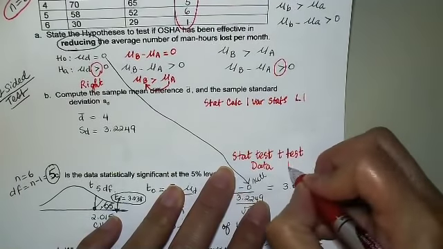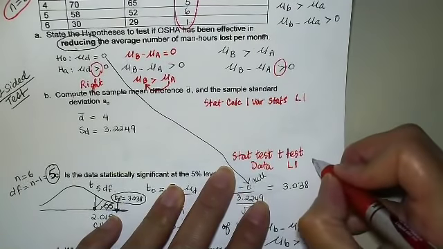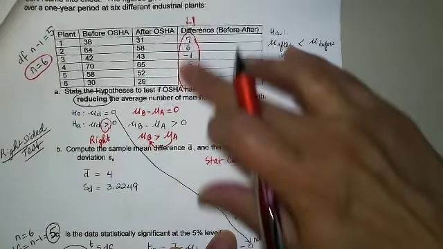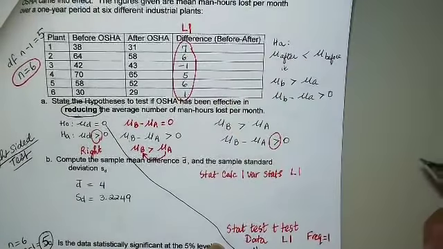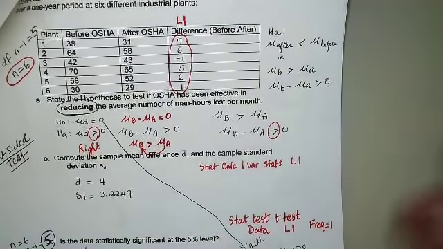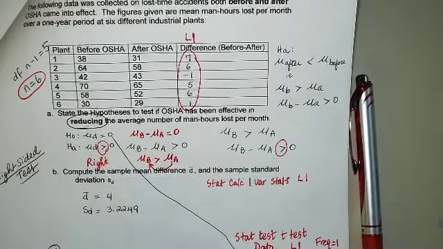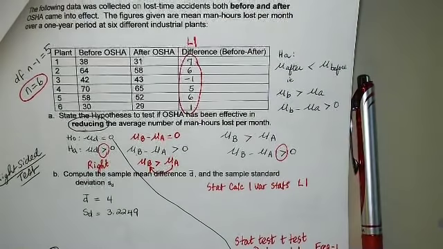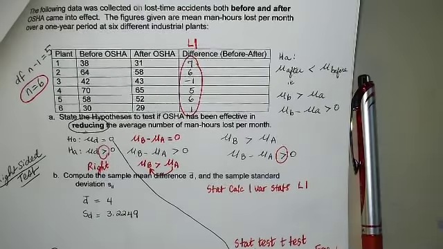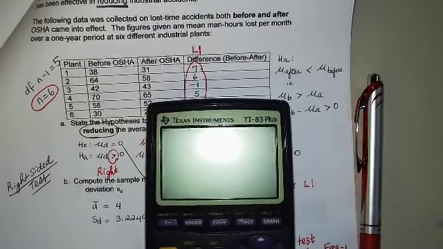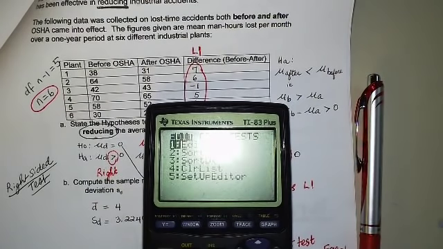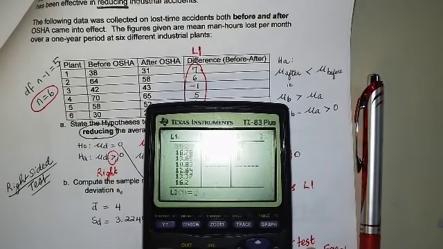I can either do it by hand or I can still do it on my calculator. If I choose to do it on the calculator, which I suggest you do: stat, test, t-test. Data or stats? Data. What list? L1. Frequency equals 1. So go put this list into your calculator right now. Why don't you try it? Why don't I do it also?